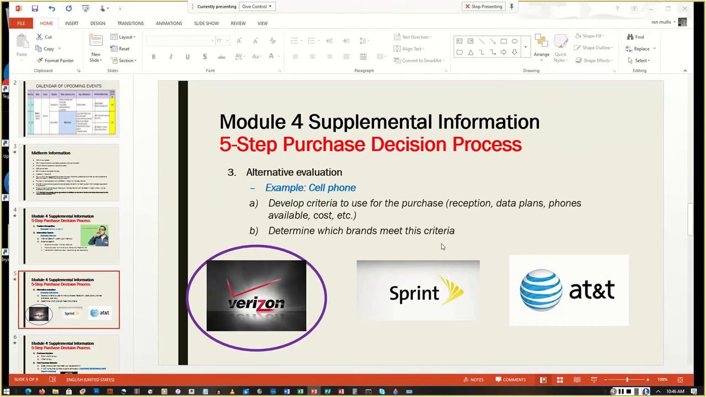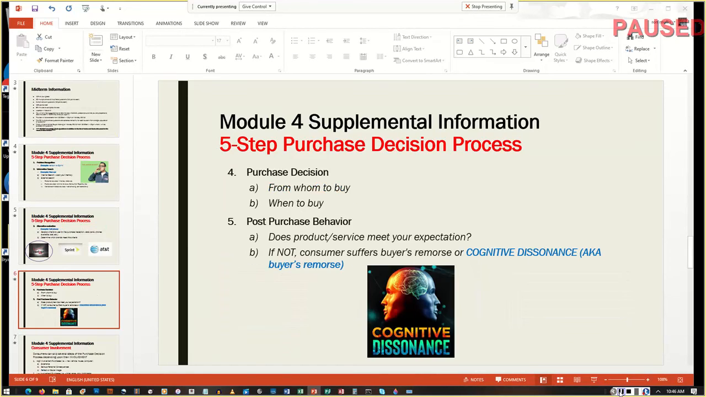And then you just basically say, if the reception, the data plan, and the phone availability, you give each certain rankings in your criteria, and depending on which one has the highest ranking based off of your criteria, you may decide to select it.